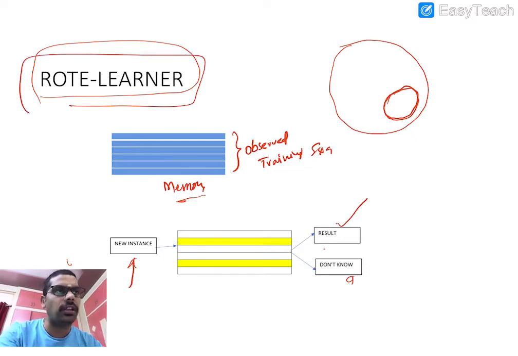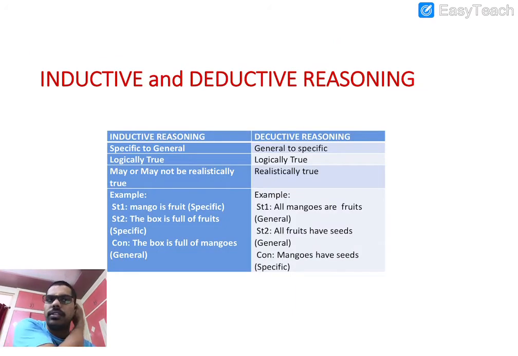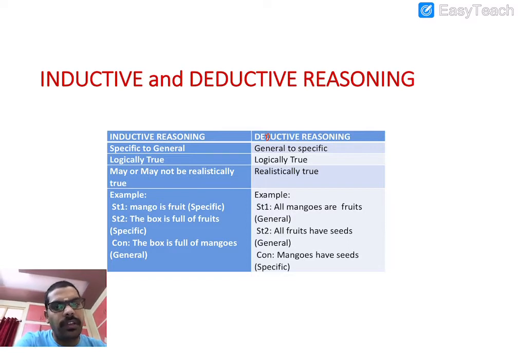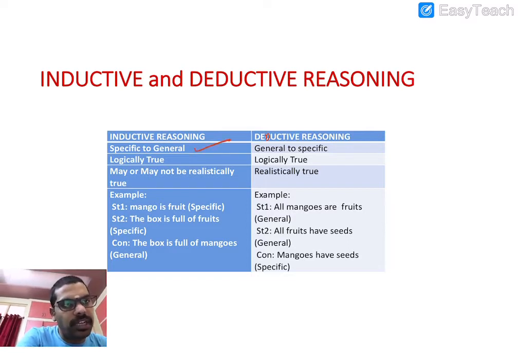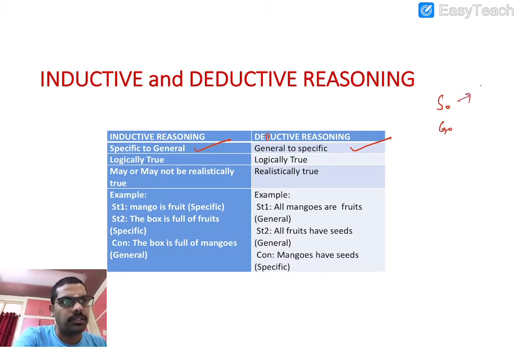And next, here we are going to discuss inductive reasoning and deductive reasoning. In inductive reasoning, we observe specific to general, and deductive reasoning is general to specific. So what is specific, what is general? During the last class, in the candidate elimination algorithm, we discussed S0 and G0, the specific thing and the general thing. Generally the specific thing is represented with the help of phi, and the general thing we represent with the help of a question mark, right?